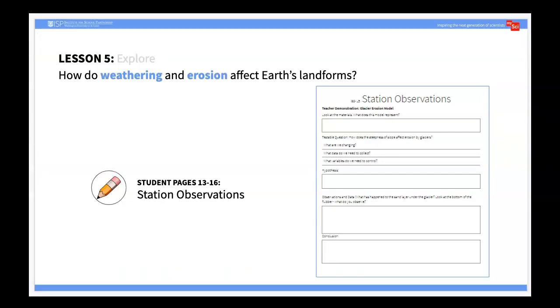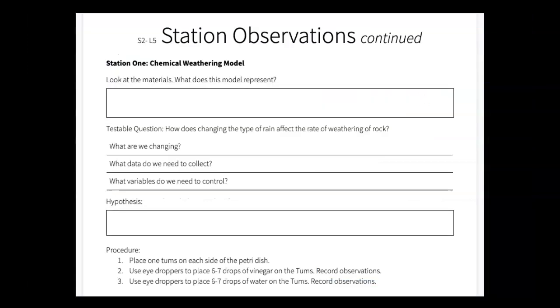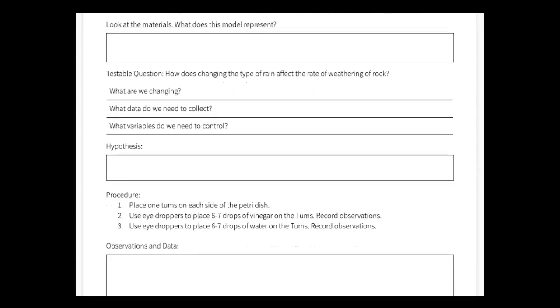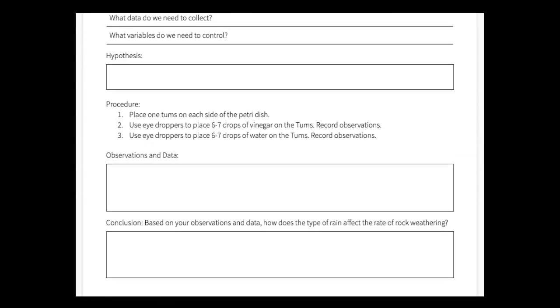In the Explore portion of this lesson, students will observe a demonstration and conduct investigations to explore how weathering and erosion change Earth's surface and determine the rate at which these processes occur. Students will use the station's observation student journal pages to read each testable question, develop a hypothesis, follow a procedure, record observations, and draw conclusions.